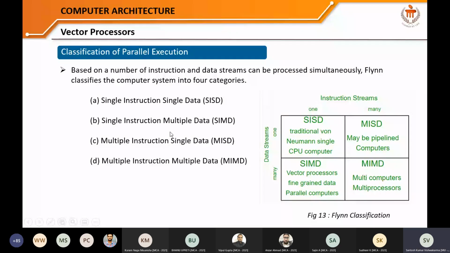As you can see in the slide, parallel execution is based on the number of instructions and data streams that can be processed simultaneously. And this is the Flynn classification. It has four aspects: SISD, SIMD, MISD, and MIMD. We are concerned with SIMD, single instruction multiple data streams, where you can see that SIMD belongs to vector processors, fine-grained data, and obviously we perform parallel computation also.